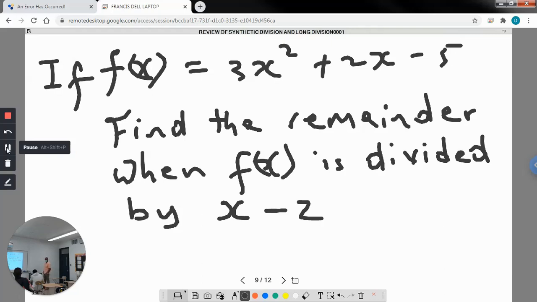Now, ready? We have three ways that we can do this. We can use the substitution method, the long division method, and the synthetic method. So there are three methods. We're going to use the substitution method.